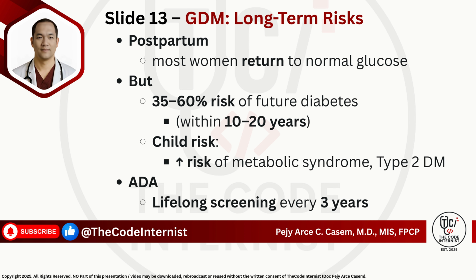After giving birth, most women with GDM will see their blood sugar levels go back to normal. But that's not the end of the story. There's still a 35 to 60% chance of developing type 2 diabetes in the next 10 to 20 years. Even their children aren't spared. Babies born to mothers with GDM have a higher chance of developing metabolic syndrome and type 2 diabetes when they grow older. That's why the ADA now recommends lifelong diabetes screening every 3 years for women who had GDM.